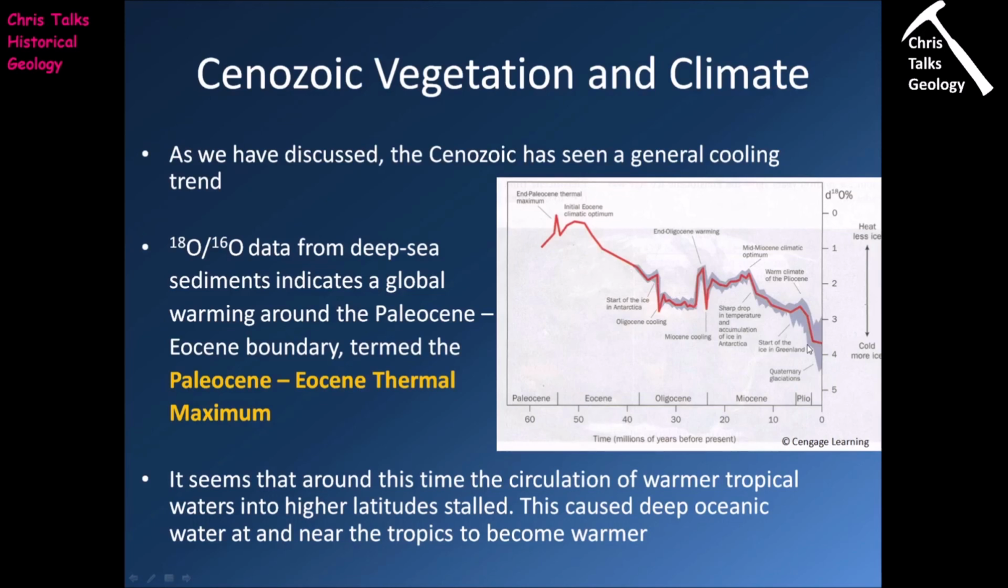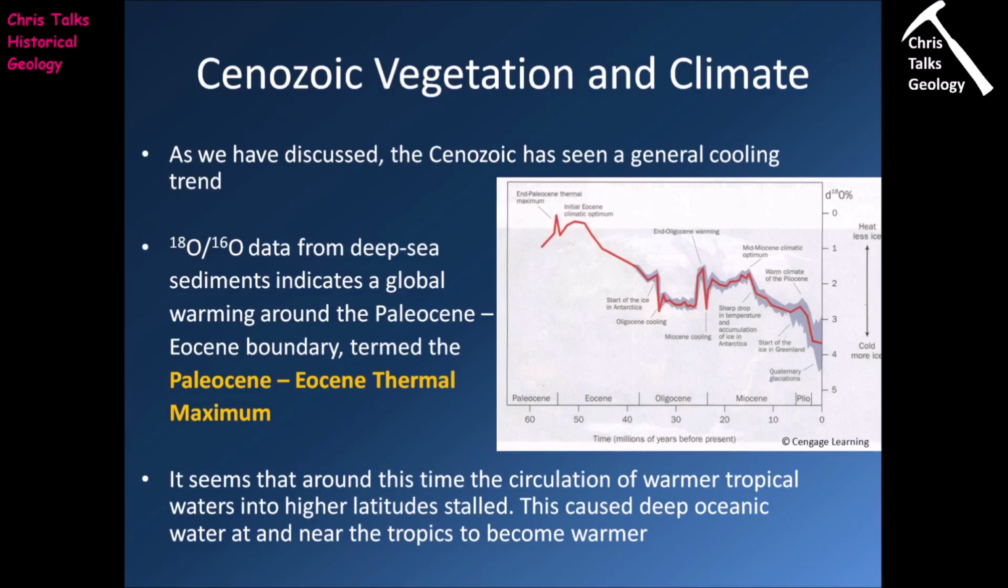Now, oxygen-18 to oxygen-16 data from deep marine sediments indicates that there was a global warming period around the Paleocene-Eocene boundary, so this region right here. And this is referred to as the Paleocene-Eocene Thermal Maximum, and this is when we're going to have the highest temperatures occurring during the Cenozoic. Now, it seems that around this time the circulation of warmer tropical waters into the higher latitudes stalls, and this results in deep oceanic water at or near the tropics becoming warmer.